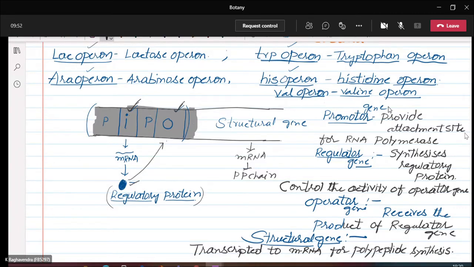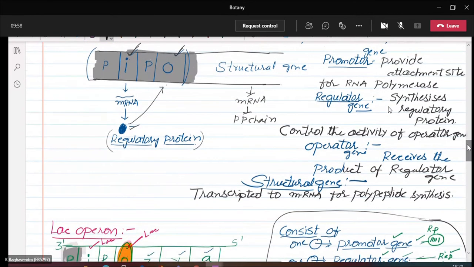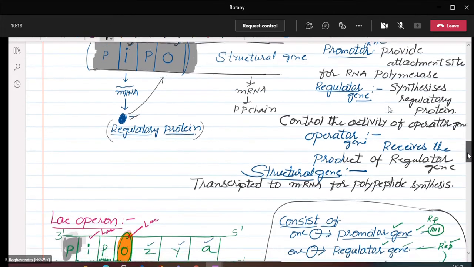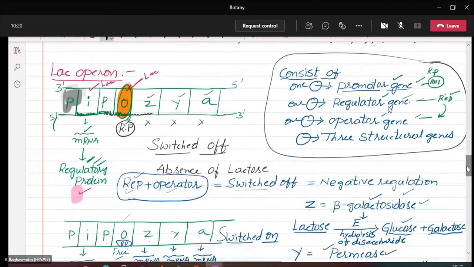So let me talk about structural gene. Structural gene is the gene which is transcribed to mRNA, not converted, better you say transcribed to mRNA, meaning the information is copied to mRNA, and further mRNA is used for polypeptide synthesis. So that is called structural gene. And structural genes are very important. They regulate the metabolism. Now in a lac operon, you can see one promoter gene, one regulator gene, one operator gene, and three structural genes, Z, Y, A.